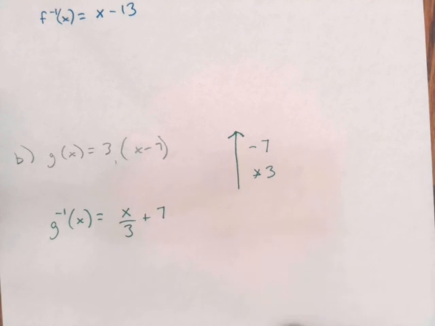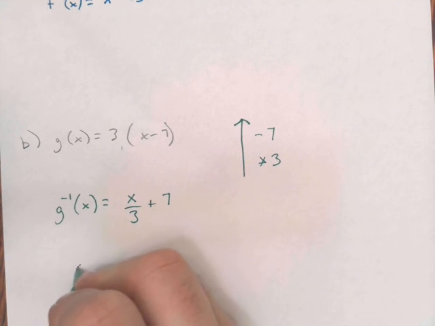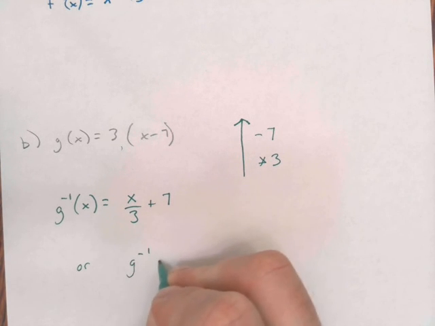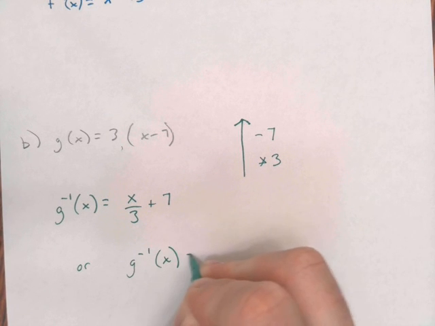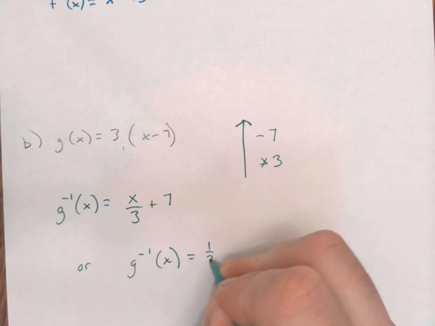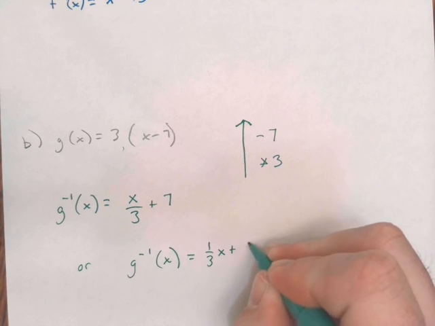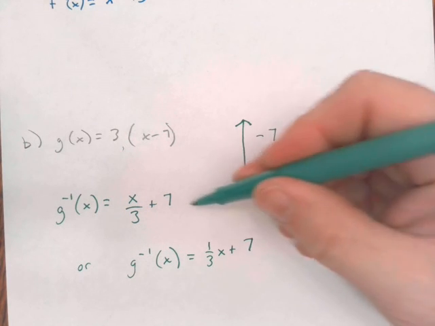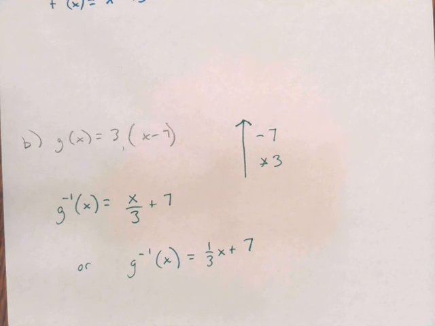This could be written this way, otherwise there is another option. That's just because dividing by 3 is the same thing as multiplying by 1/3. So either one of these would be acceptable answers. Both of those are the inverse of function g.